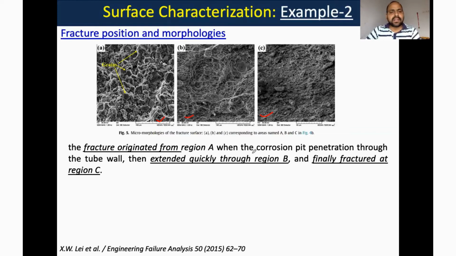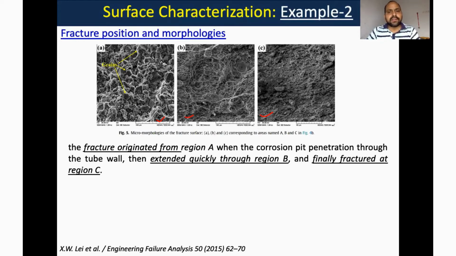So they analyzed and found that region A is the basic region, the culprit where the formation of the pit started, and then the pit penetrated through the tube wall. Inside it goes, forms a big pit, and then it extended. You see in region B earlier the circle form, and then B, and finally it reached region C and resulted in the fracture.